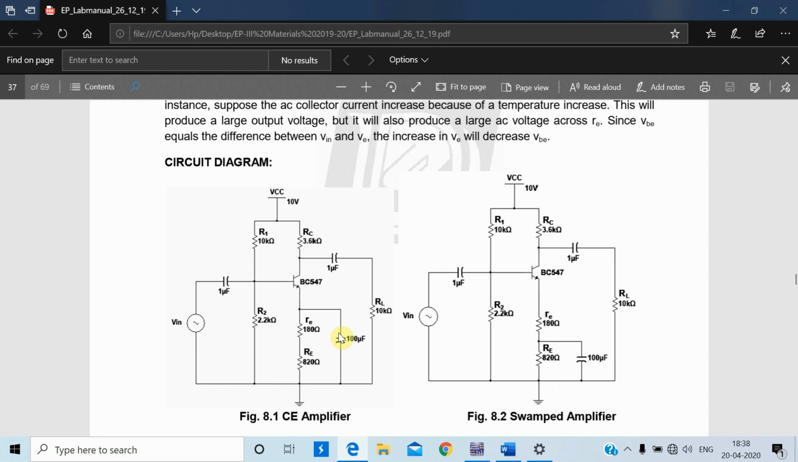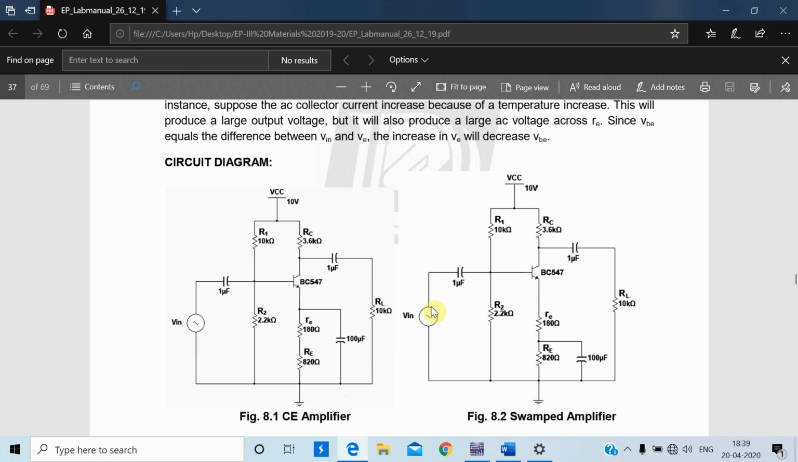But in the CE amplifier, emitter resistance is basically used to provide negative feedback. So if we connect the capacitor across the emitter resistance for AC input, the emitter resistance will be bypassed, so it causes the gain to increase, right? So that is in the CE amplifier, while in the swamped amplifier some emitter resistance is unbypassed.